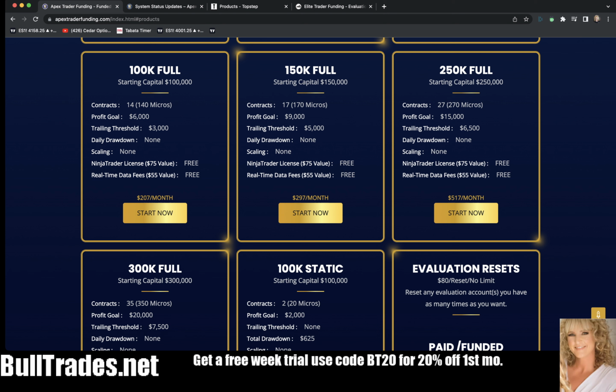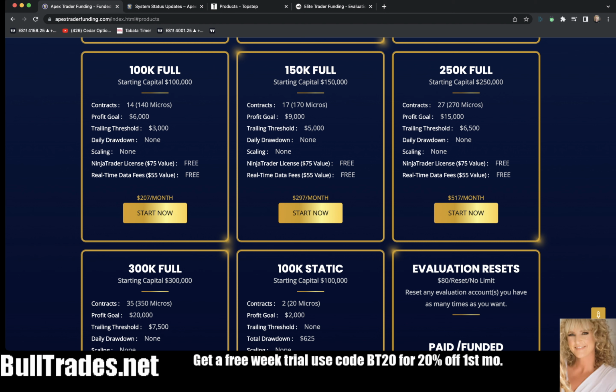I think there was a period, and this was maybe a month ago, that it was a 90% off discount and then 80% off resets. So the resets were inexpensive. I mean, it was like, or no, it was 80%. It wasn't resets. 80% off following months and then half price, like $50 resets or something like that.